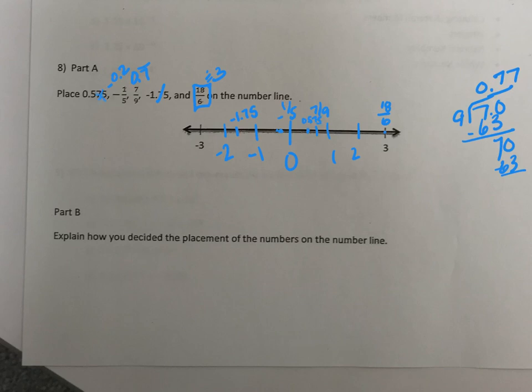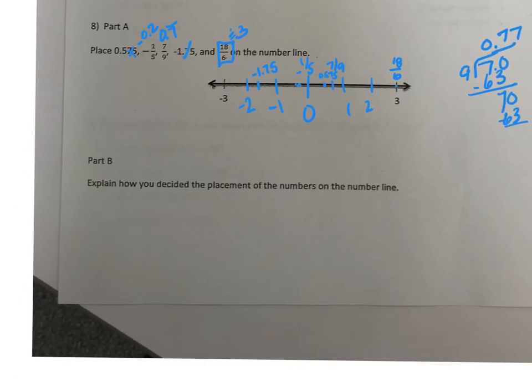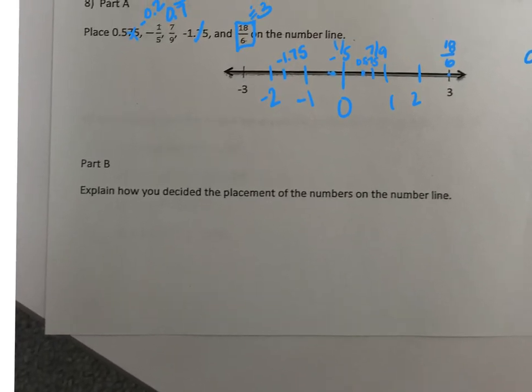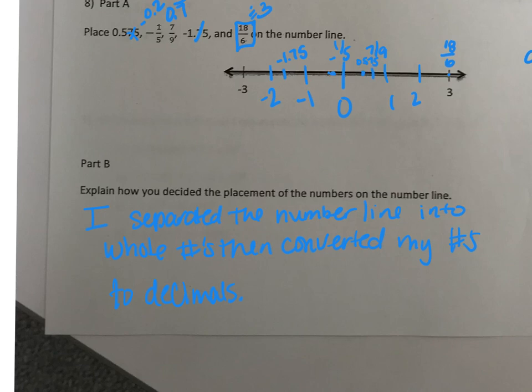It says, explain how you decided the placement of the numbers. So I broke down the number line. I separated the number line into whole numbers. Then I converted my numbers to decimals. So that should answer part B.